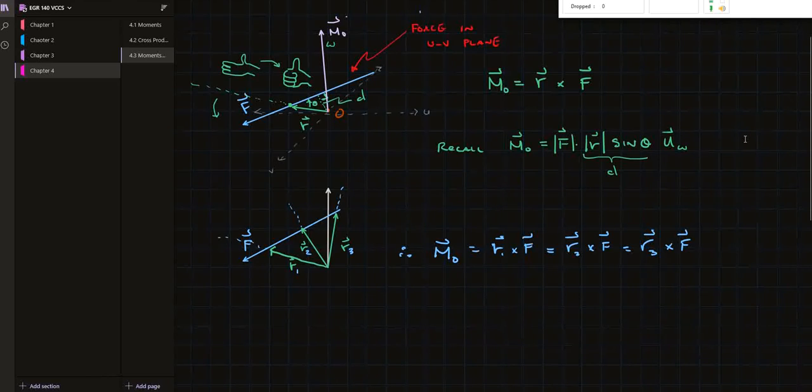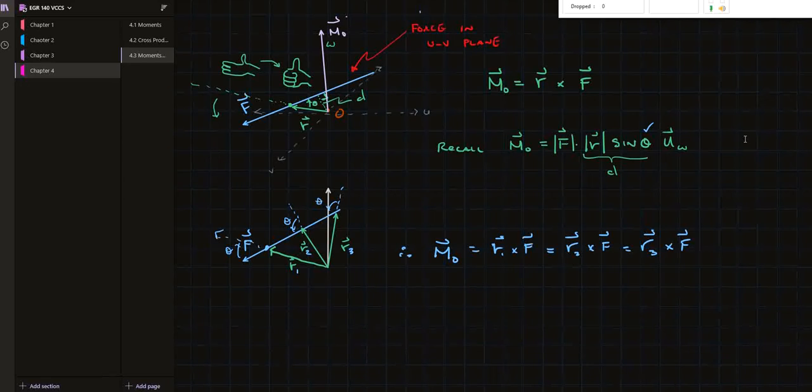Now, there is something I don't think I mentioned, and that is that when we're talking theta here, this theta is the angle between the tails of R and F. So when we cross here, that's going to be the tail. This is the angle theta. And the same deal here.